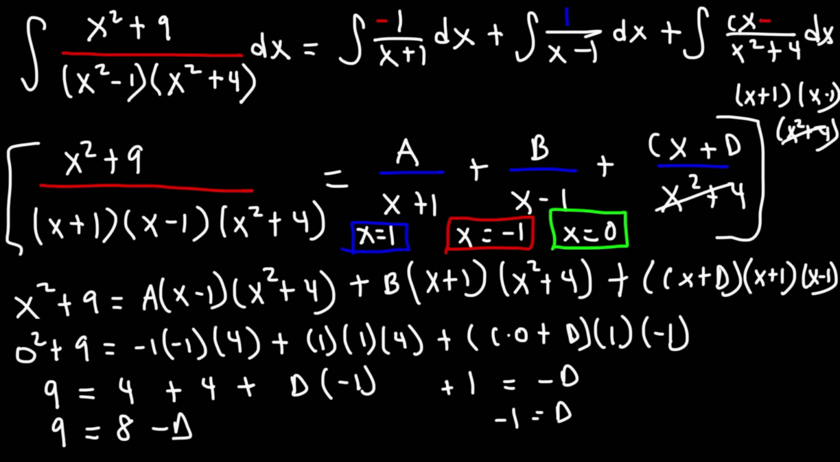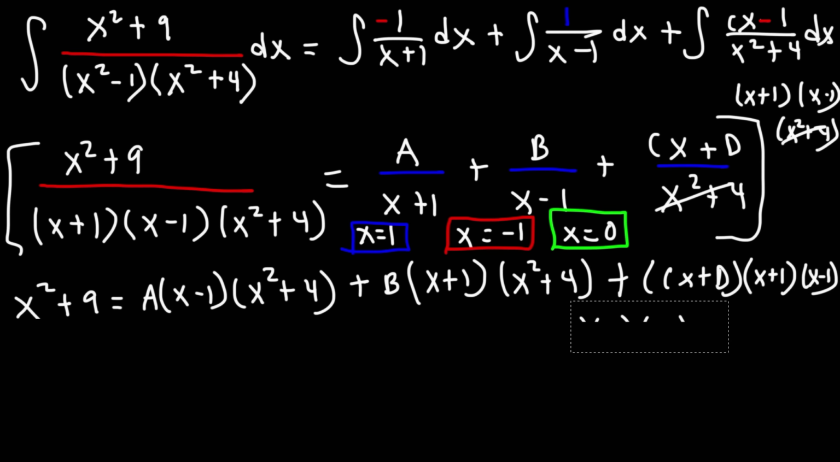So let's put negative 1 here for d. Now we need to calculate c. To do that, let's pick the next best x value, and let's go with x equals 2. Since we know a, b, and d, now we can just find the missing constant c.